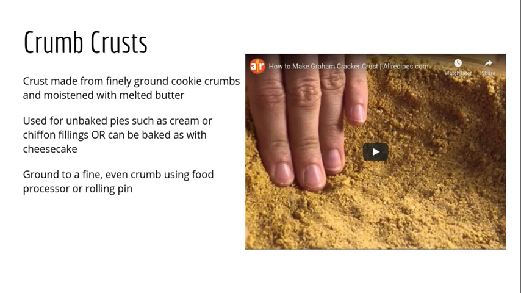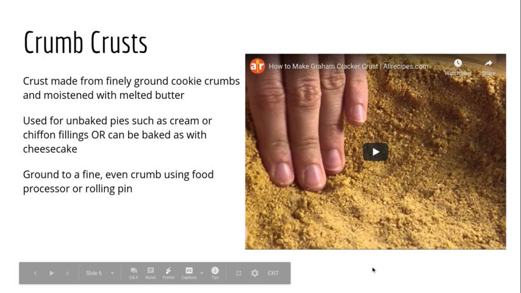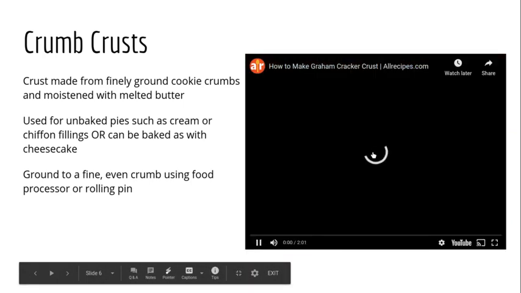Growing up, my mom would put the graham crackers in a Ziploc bag, and we would smash it and then roll it out with a rolling pin. But you can even pop it in a food processor, or honestly, if you have a Ninja blender at home, that will work too. So it's pretty simple to do.